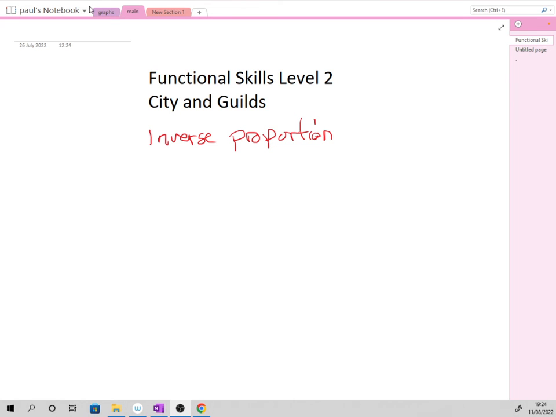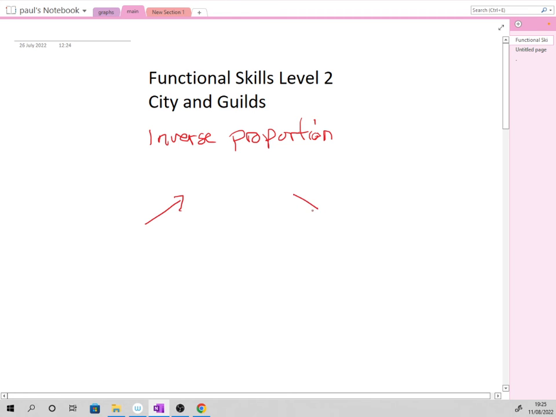Hello. Right, this one is inverse proportion, and this is the opposite way round to the last one we did. This is where as one goes up, the other goes down. For example, we have 10 painters painting a house, and it takes them 50 days, because it's a big house, it's a mansion, 50 days.